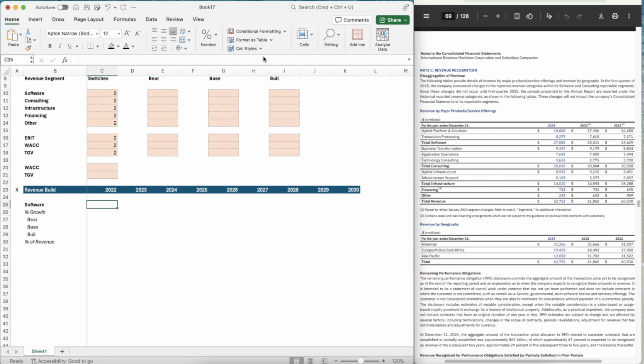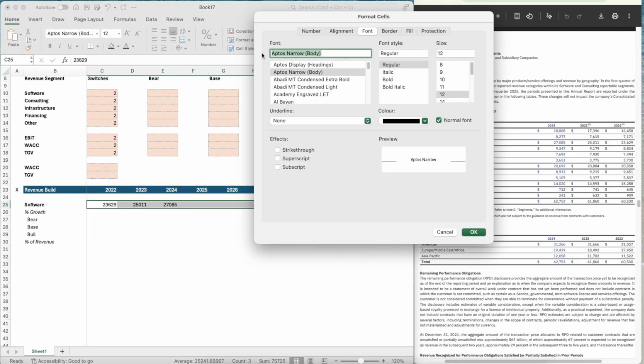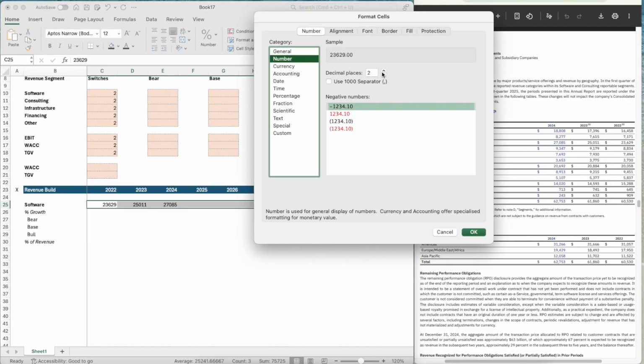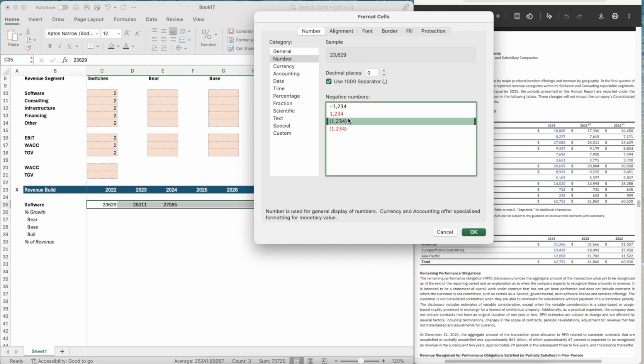Software. So total software revenue for 22, 23, 24, we have 23 billion, 25 billion, 27 billion. 23,629, 25,011, 27,085. Just do a bit of formatting to make this look nice and clear and presentable. Well, that's not doing it if I go to 4 decimal places. Use a 1000 separator, and negative numbers need to be in brackets.